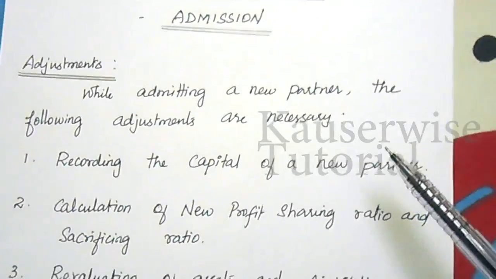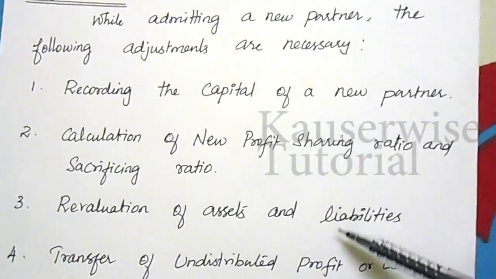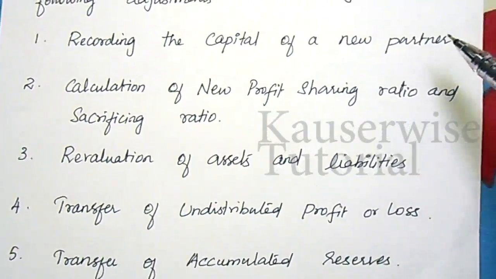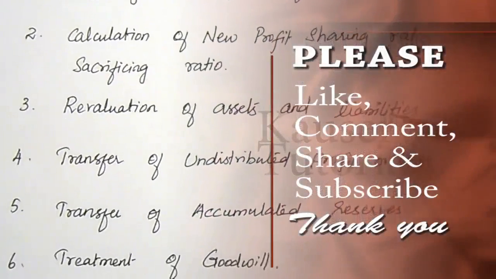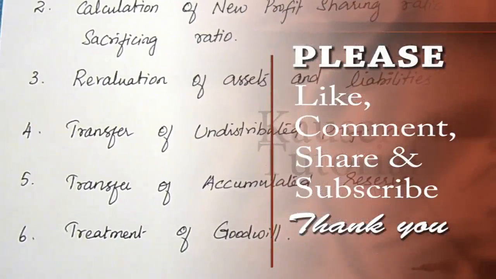Look at the adjustments. At the time of admitting a new partner, these are the necessary adjustments. In the previous video, we already discussed the first and second ones. In this video, we have discussed 3, 4, 5 and 6. Hope you all understood this concept.